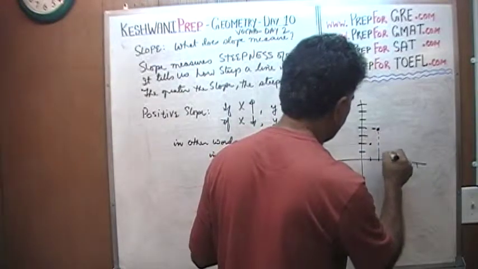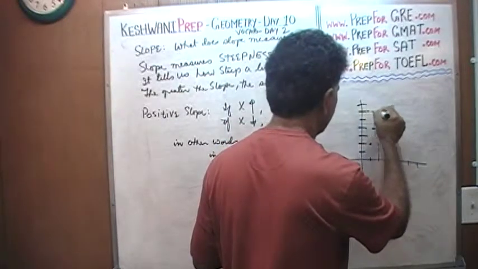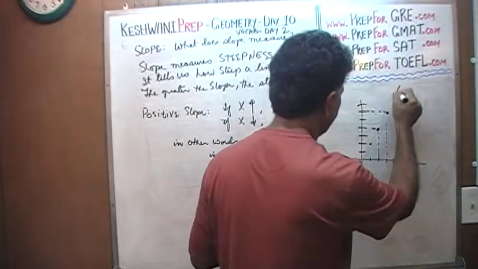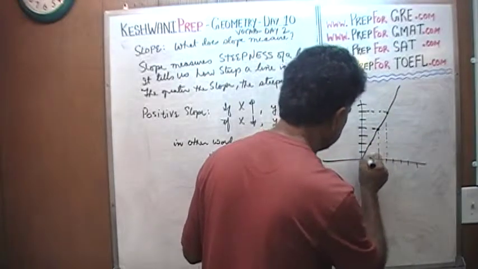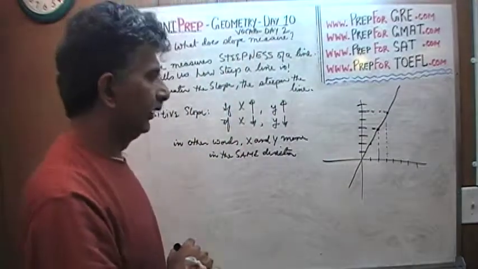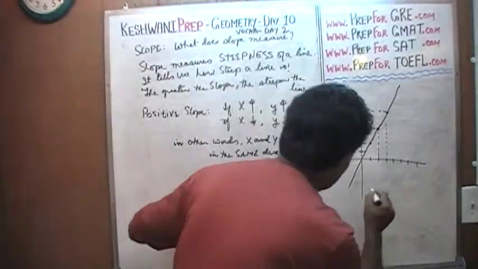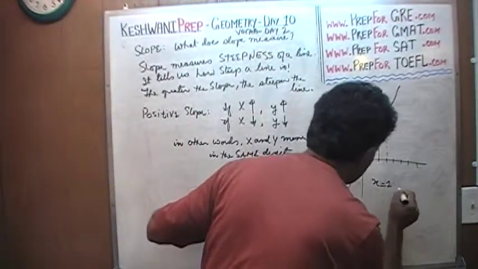When x is 3, y is 6. There's your line. Now, as you can see, when x was 1, y was 2.